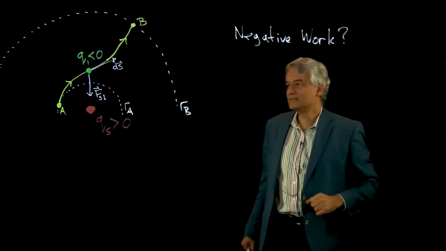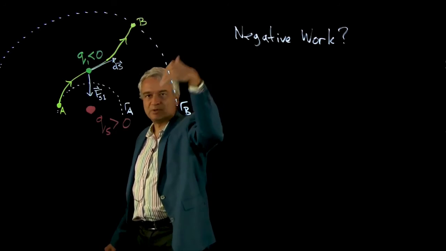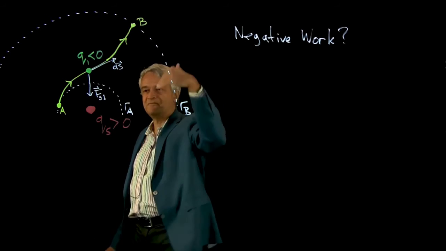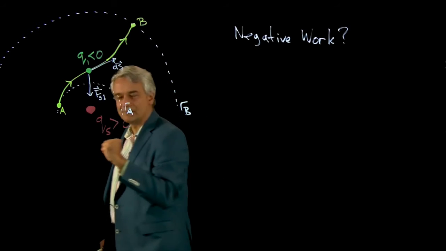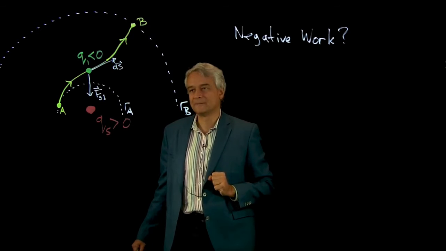What we say in that case is that I'm doing positive work, but the field is pushing against me. So the field is doing negative work. If I'm doing positive work, then our sign convention is such that the electric field is doing negative work.